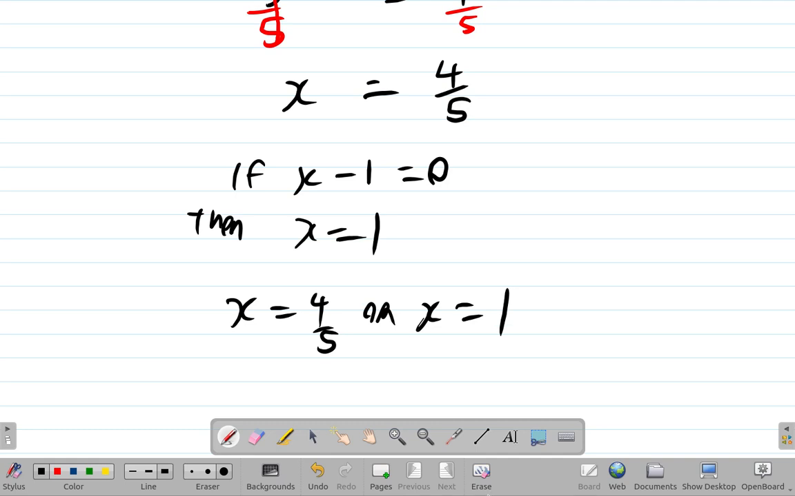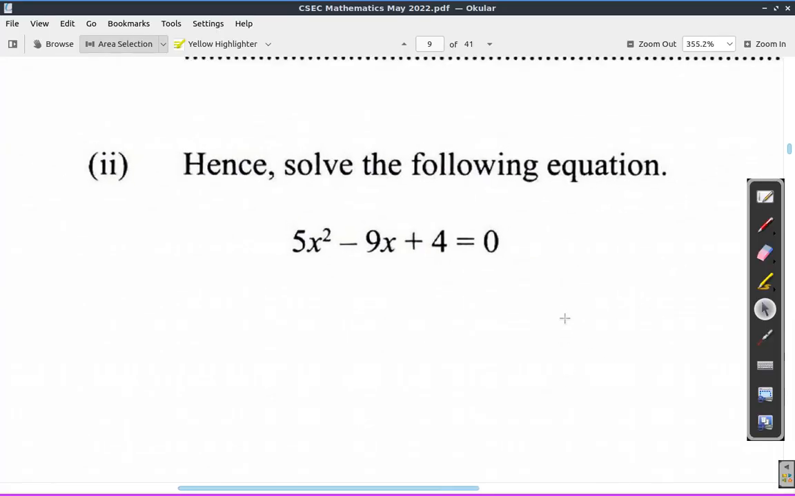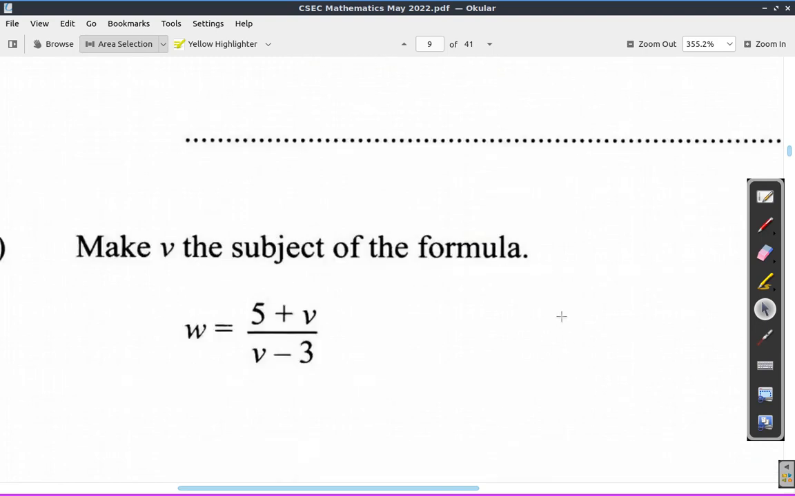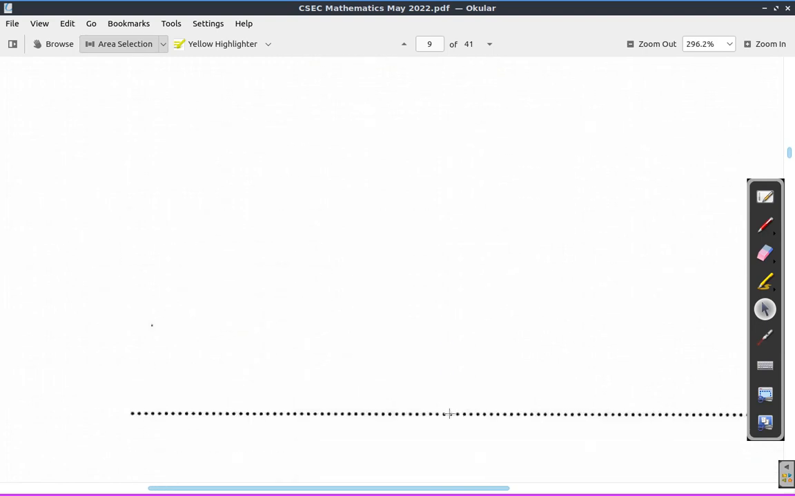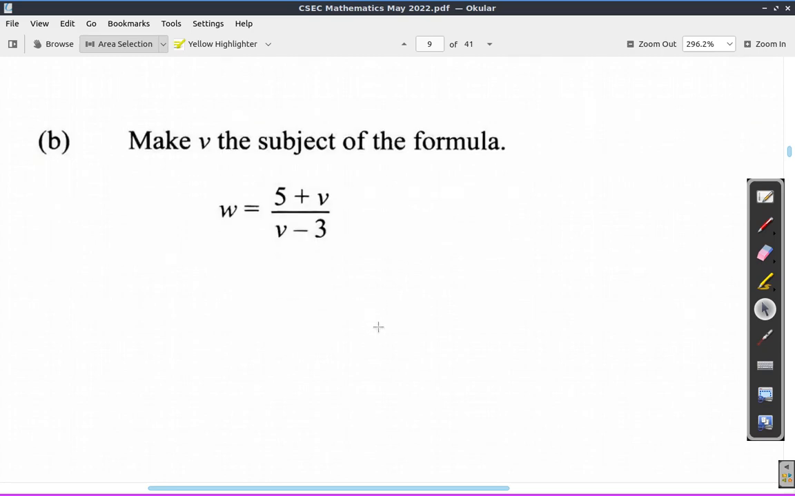So that is that for that part of the question. What else they say you must do? Oh, part B says make v the subject of this formula. We're going to look at that in our next video.